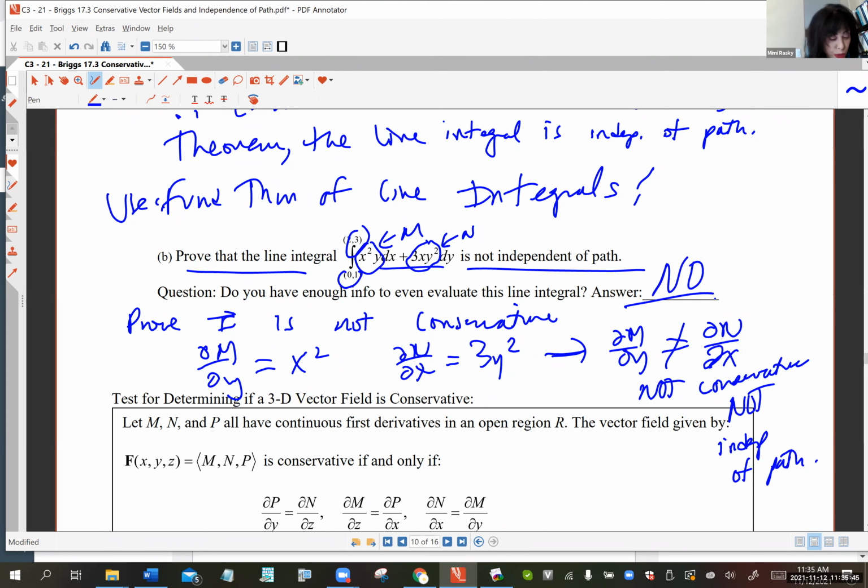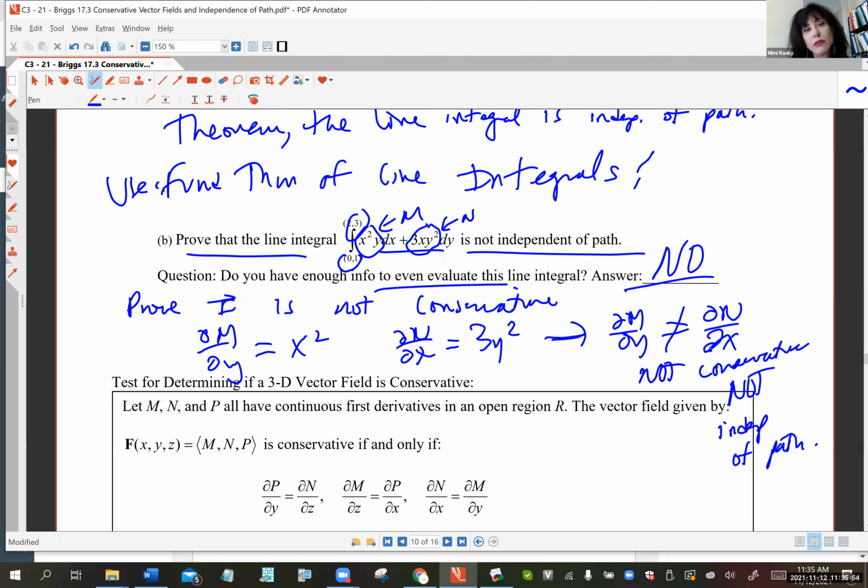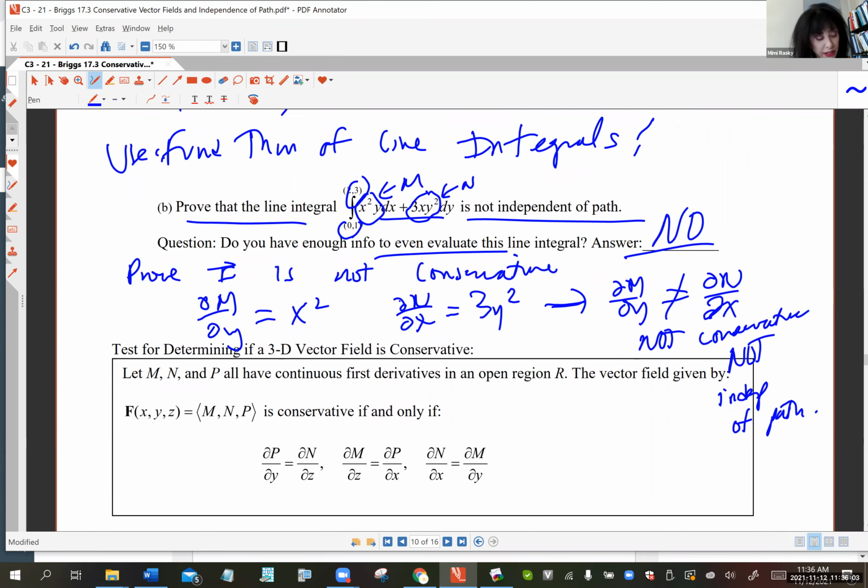The answer is no. Not enough info to evaluate that line integral. Sorry. Too bad. Because you would need to parameterize. You need some information about that path. Because if you were to evaluate the line integral, you have to do that whole brute force, parameterize, and so on.